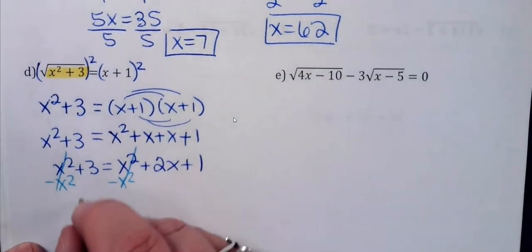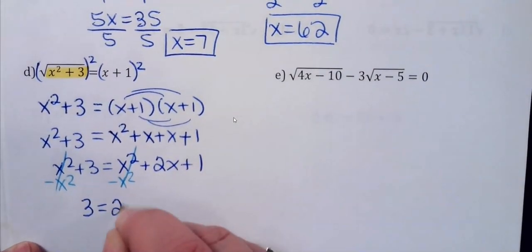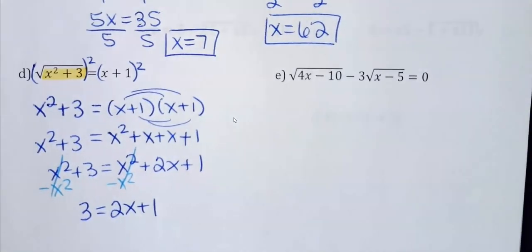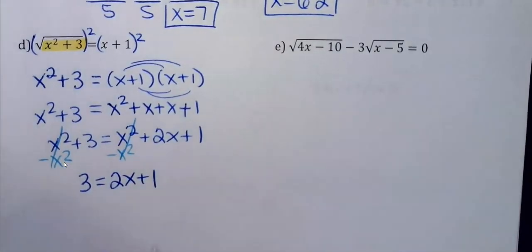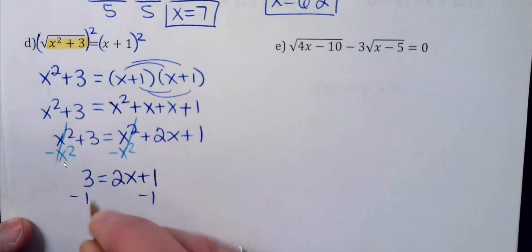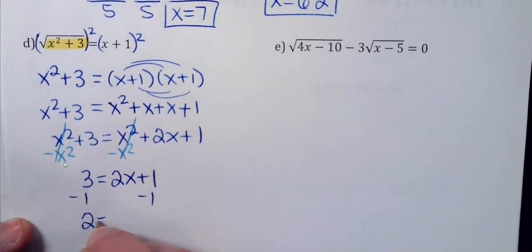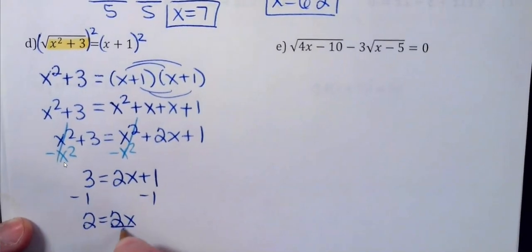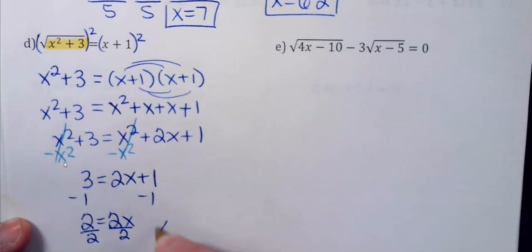I end up with 3 is equal to 2x plus 1. The x squareds just cancel each other out, and they go away on both sides. Then all I have to do is move the 1, subtract it, so I get 2 equals 2x. Then we'll divide by 2, and our answer is going to be 1.